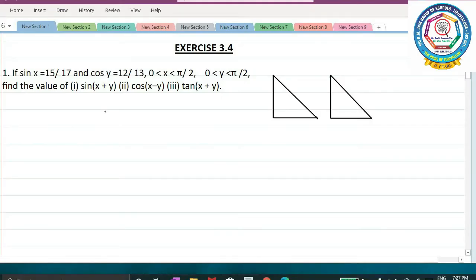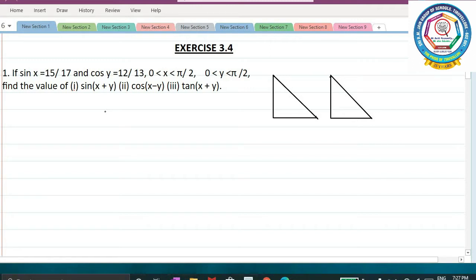Exercise 3.4, first question. If sin x equal to 15 by 17 and cos y equal to 12 by 13, 0 less than x less than π by 2 and 0 less than y less than π by 2. So here x lies between 0 to 90 degrees, y also lies between 0 to 90 degrees. If both lie in the first quadrant, all the trigonometric ratios are positive only. Find the value of the first subdivision, sin of x plus y.